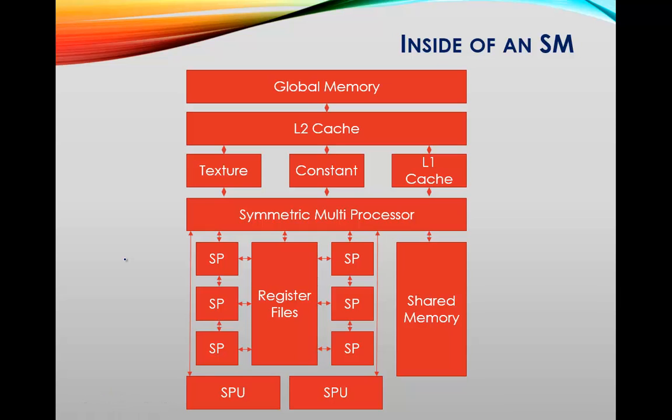So for example, in this case we are showing 8 of these SP units. Fermi architecture has 32 to 48 simple processing units, and Kepler's have 192 SPs. Each of these streaming multiprocessors will have access to register banks, or rather the register files, which is much like a chunk of memory that runs at the same speed as your SP unit.